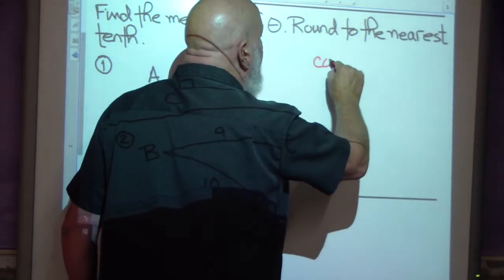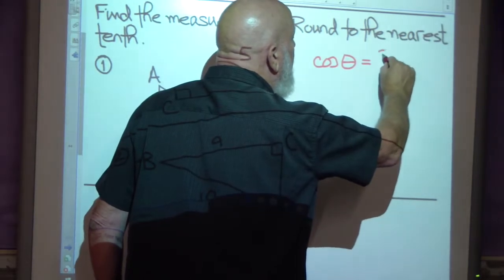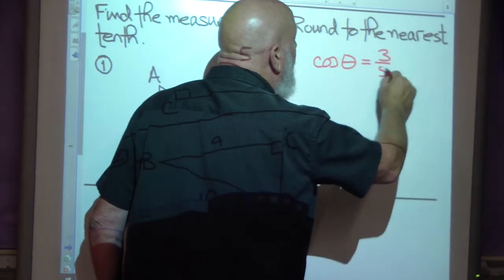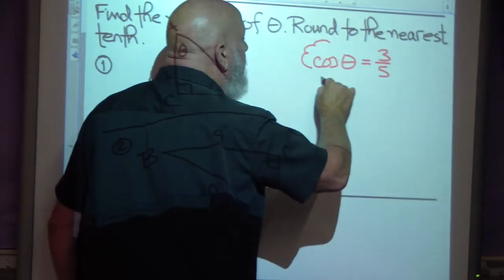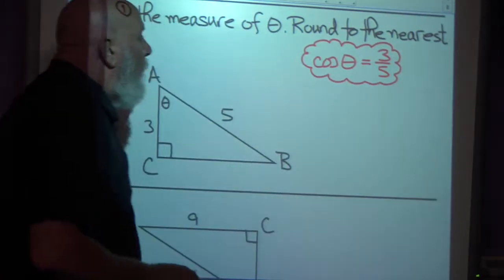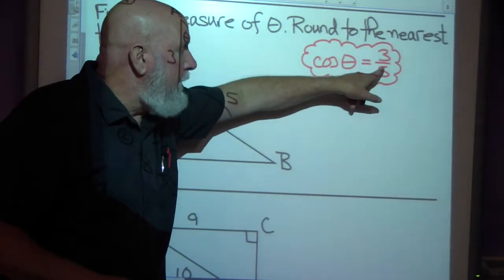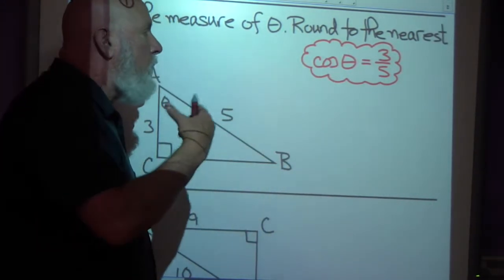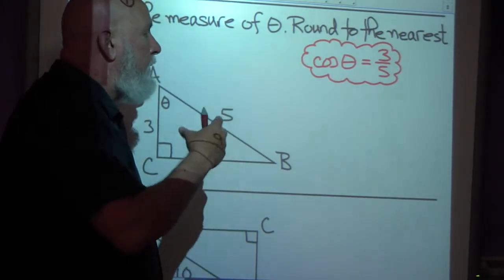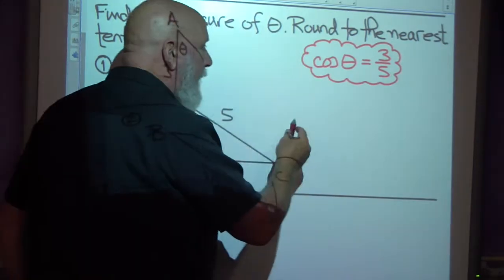The cosine of theta would be 3 over 5. This is just a little thought bubble. That's what I'm thinking. What this tells me is that if I know that the cosine of theta is 3 over 5, then I can take what's called the inverse of the cosine of 3 over 5, and I'll know what theta is. And here's what that looks like.